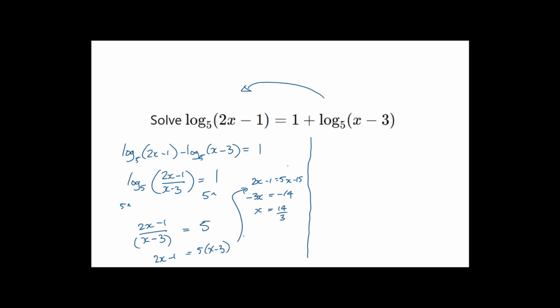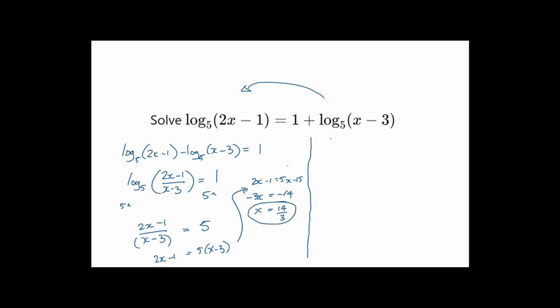And I guess we can say that x doesn't equal 3, so we're fine there. x doesn't equal 2x minus 1, yep, we're fine there. And x doesn't equal positive 3, so we're fine there. So there's our answer there.